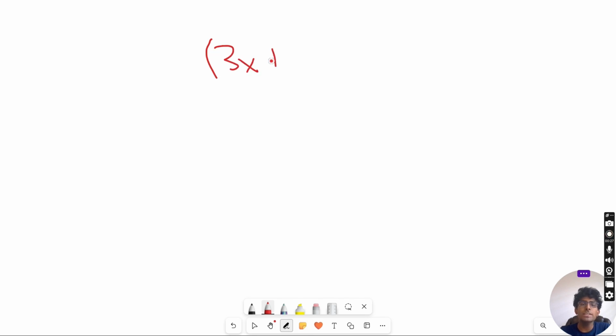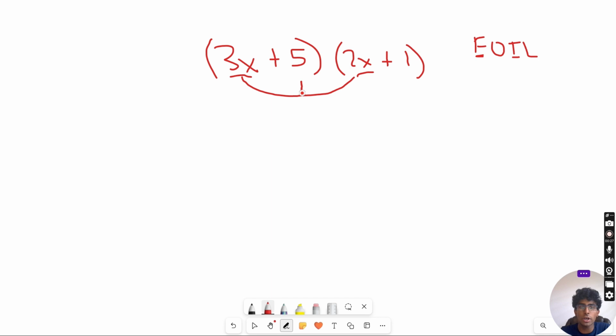So let's do 3x plus 5 times 2x plus 1. So we're going to follow a strategy called FOIL. What does FOIL mean? It means first, outside, inside, last. So first, that's going to be the first terms in each binomial, so that's 3x and 2x. That's what we're going to be multiplying first. All right, then the outside. What terms appear on the outside? 3x and 1. That's on the outside because it's the first term of the first polynomial and the last term of the second polynomial. They're the furthest apart from each other in a way. So this would be your outer.